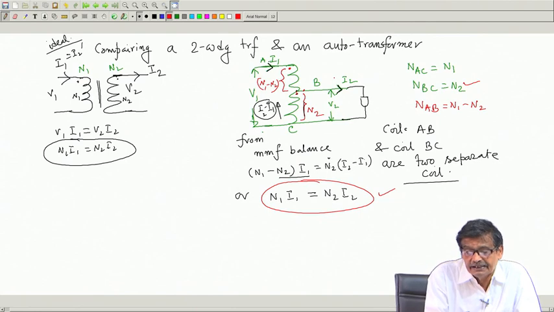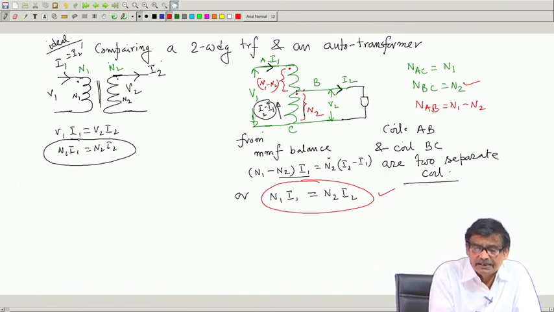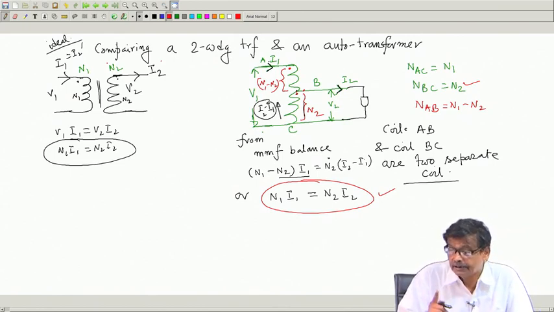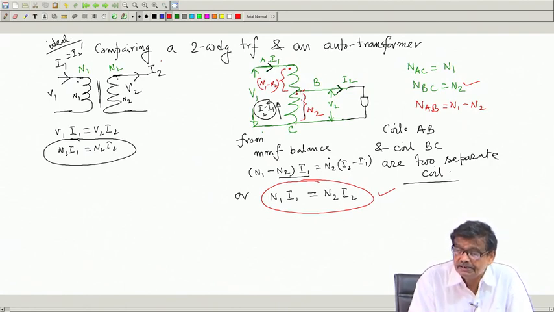Unlike this thing, in the secondary of this two winding transformer, whatever is the load current I 2, that flows through the winding all along. Primary of course, I 1 current, but here it is not like that. Current in the load is I 2, but current in the portion BC is the difference of I 2 and I 1.